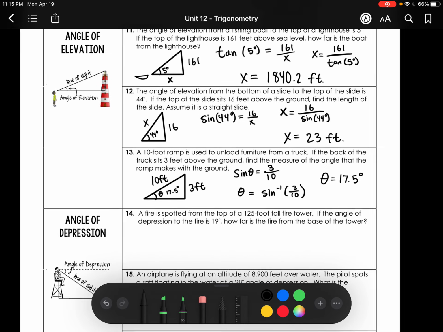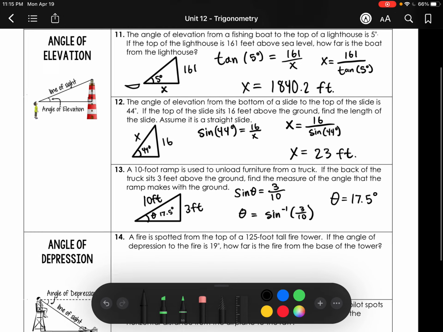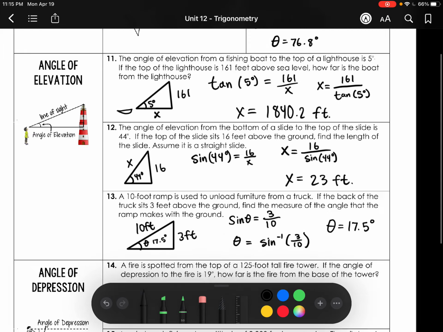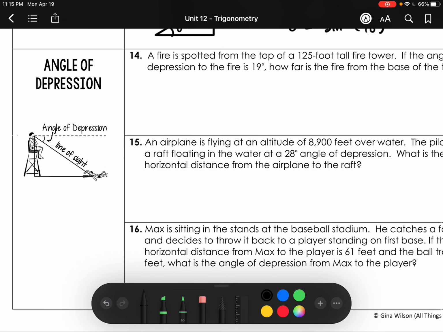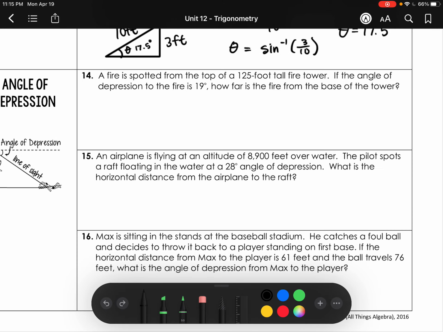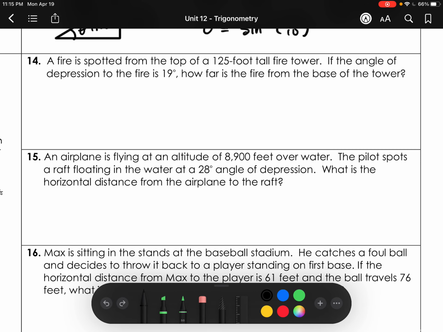All right. So that is angle of elevation. You're going to be given some word problems like this, so make sure that you understand how to draw this out. Now we're going to look at angle of depression. We're given a diagram, so our triangles are going to look like this. For number 14, it says a fire is spotted from the top of a 120-foot tall fire tower. The angle of depression to the fire is 19 degrees. How far is the fire from the base of the tower?